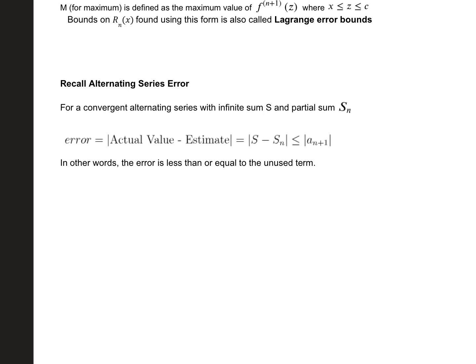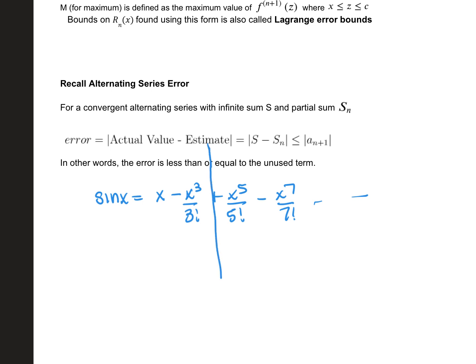Now, if this was an alternating series, we don't need to use Lagrange error. So for example, if I had sine x and my polynomial was x minus x cubed over 3 factorial plus x to the 5th over 5 factorial minus x to the 7th over 7 factorial, so on and so forth. If I use the x cubed polynomial as my approximation, so maybe I say sine of 0.1, this term right here would be the error in the approximation. So I would plug 0.1 into there.